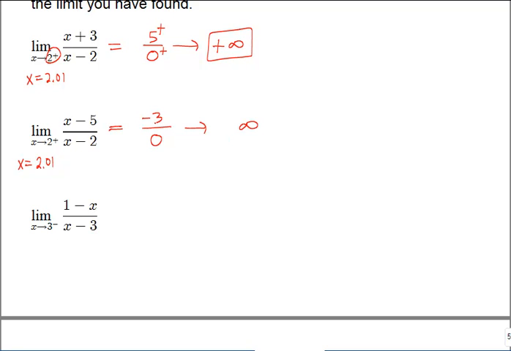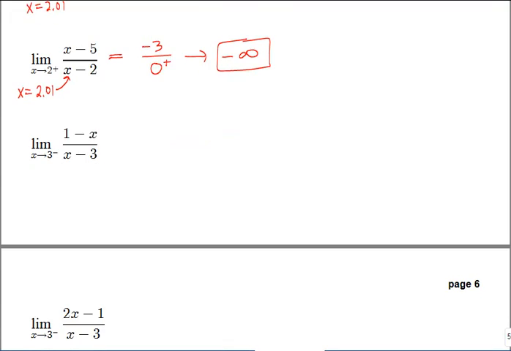So the top we know is negative. It's the bottom that we need to worry about. If I'm plugging in 2.01 right here, that's going to give me 0.01, which is positive on the bottom. So these are going to be values in the denominator that are always positive, but getting closer and closer to 0. So we have a negative divided by a positive, which is going to stay negative. So my answer for this limit would be minus infinity.